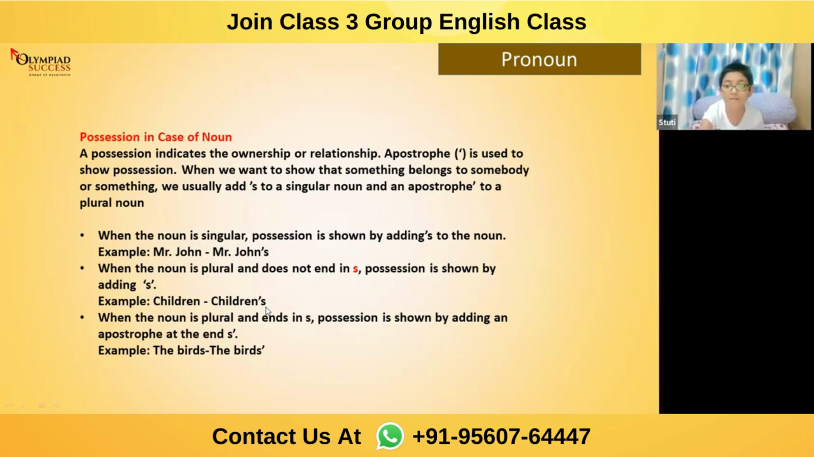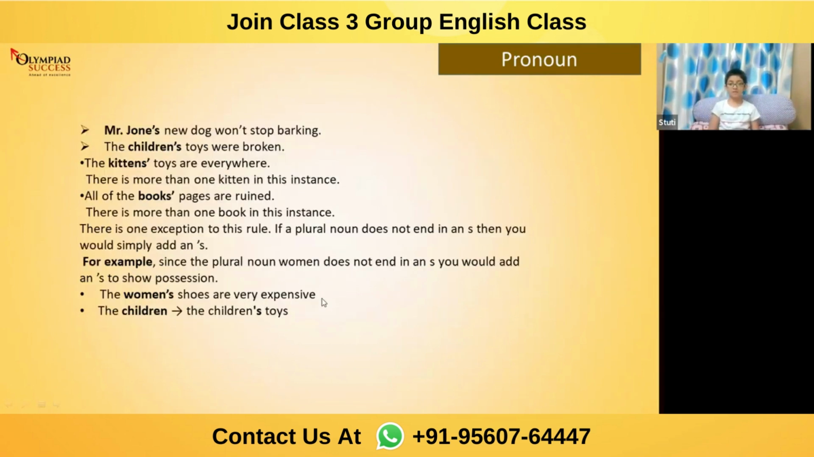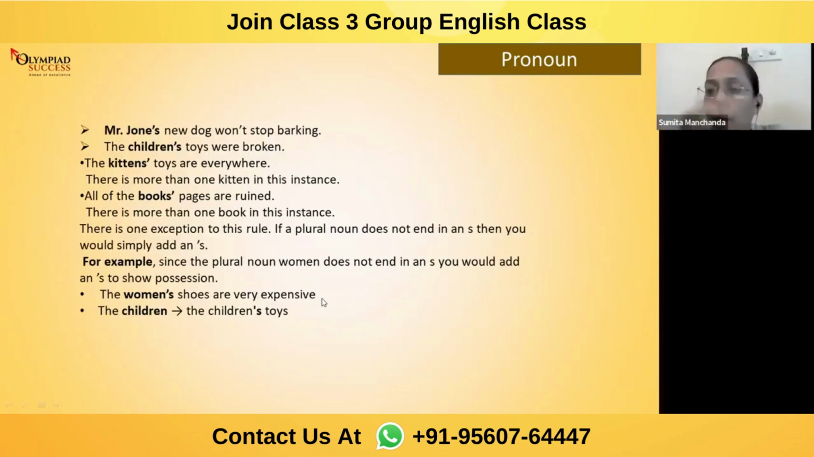Okay, ma'am. Understood. Now look here. I'll do this slide and then I'll give you all a break for 5 minutes. Mr. Jones' new dog won't stop barking. Now over here, I'm talking about one person only. This dog belongs to this person. So I'm using apostrophe S because this is singular.